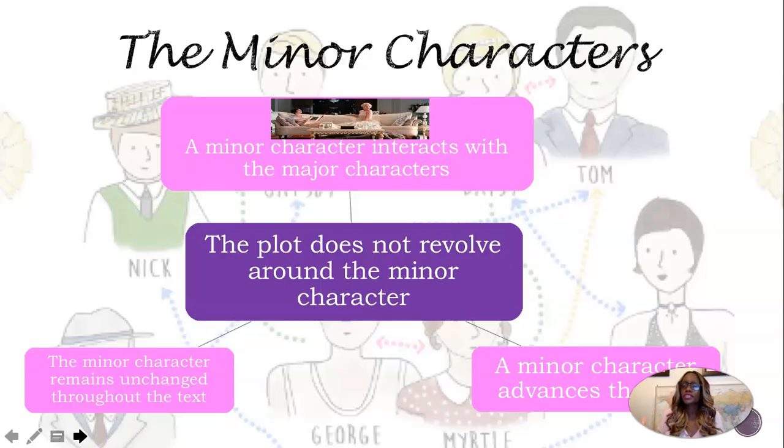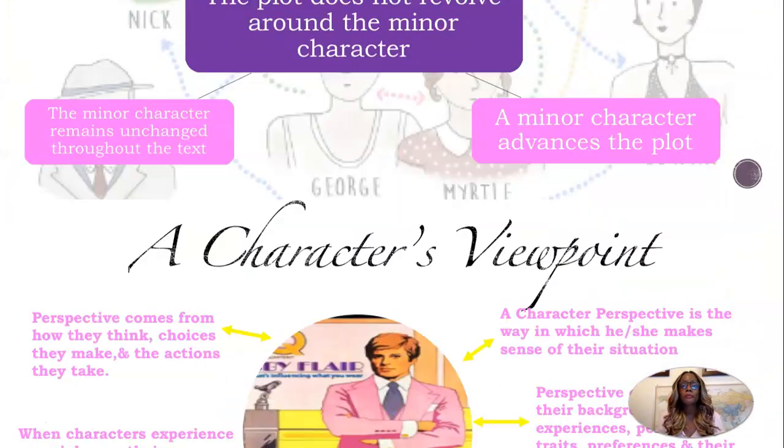And minor characters, they advance the plot. I think even Gatsby went through Jordan to get to Nick, right? Or even to get to Daisy. So they serve a purpose. They're there for a reason. And so when we think about these minor characters and we talk about them, we want to be specific in terms of what purpose they serve.